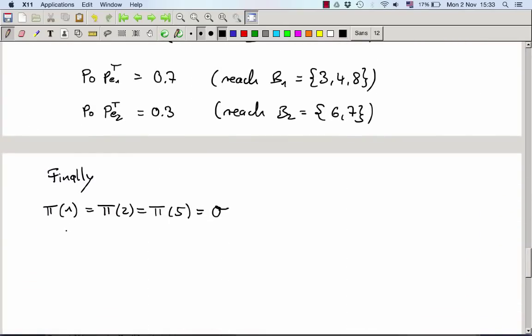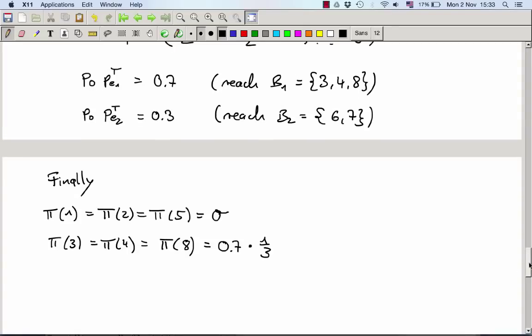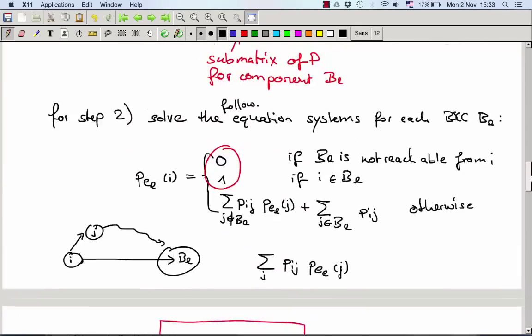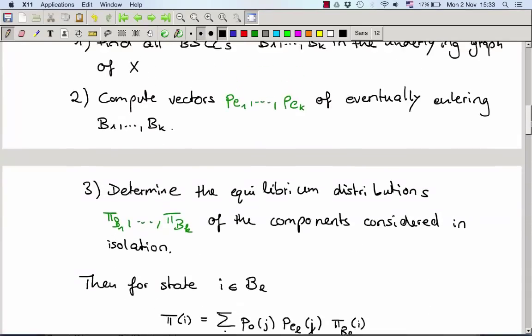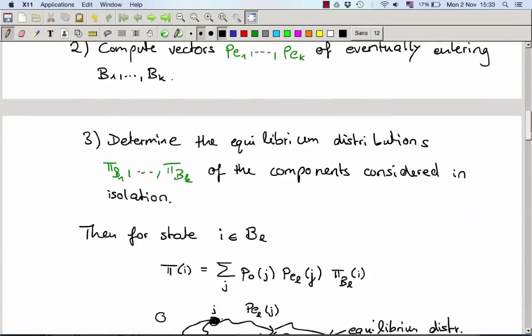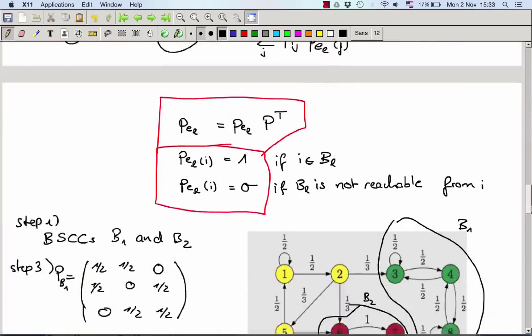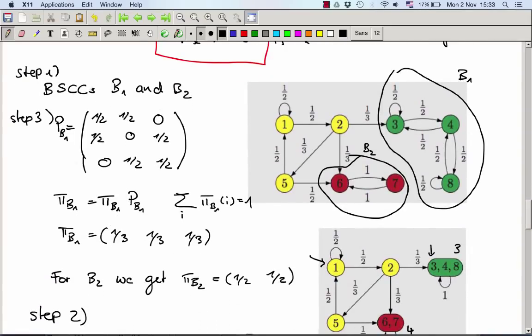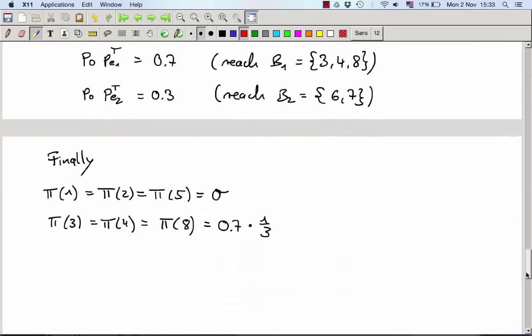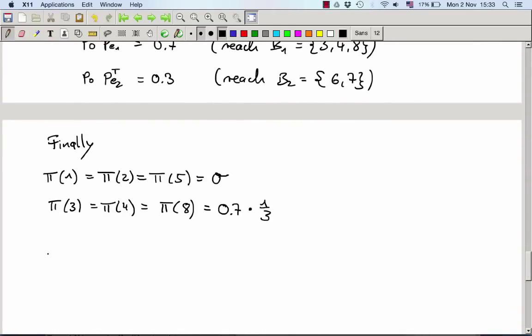For state 3, and also for state 4, and also for state 8, we got a probability of 0.7 of reaching it, multiplied with a third, the equilibrium probability. You remember? It was somewhere here. Where did I do this? Here. So here's that vector, times a third. That's the solution.